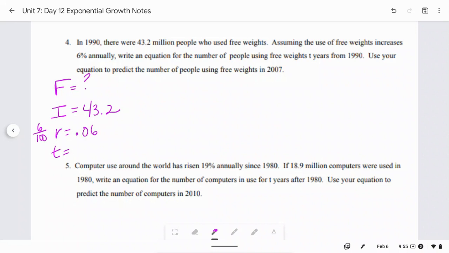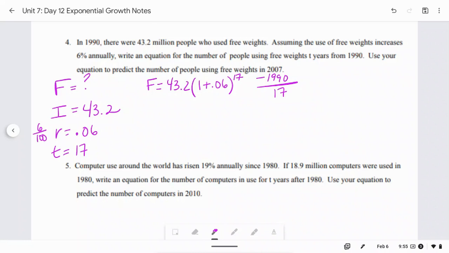And then it doesn't give me t. It doesn't give me the time. So I have to figure out how many years have passed from 1990, which is the starting year, to 2007. So you can just subtract them to get 17 years as your time. So my equation would be F equals 43.2 parenthesis 1 plus 0.06 to the 17th power.